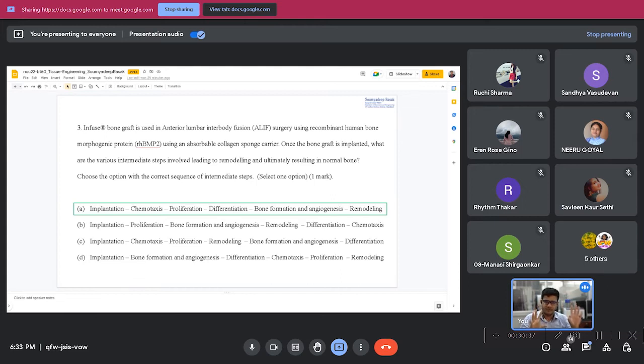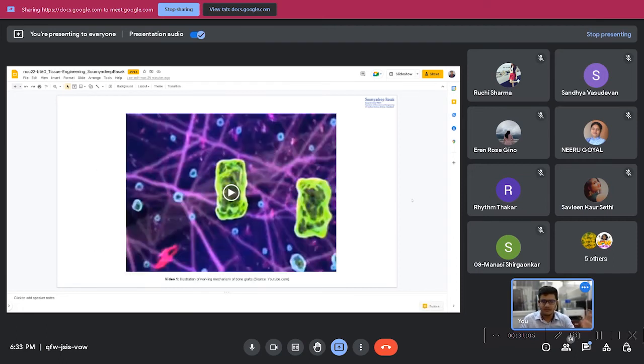So if we can remember from the video, first thing what we did, we implanted the sponge. Then the chemotaxis happened. The cells started migrating to the sponge area. Then the cells started dividing, the proliferation. After proliferation, they started differentiating to their lineages. Then the bone formation and angiogenesis occurred and remodeling occurred. Right? So we don't have to memorize the whole steps. This video can help you to remember it. You can visualize the whole process. Okay.